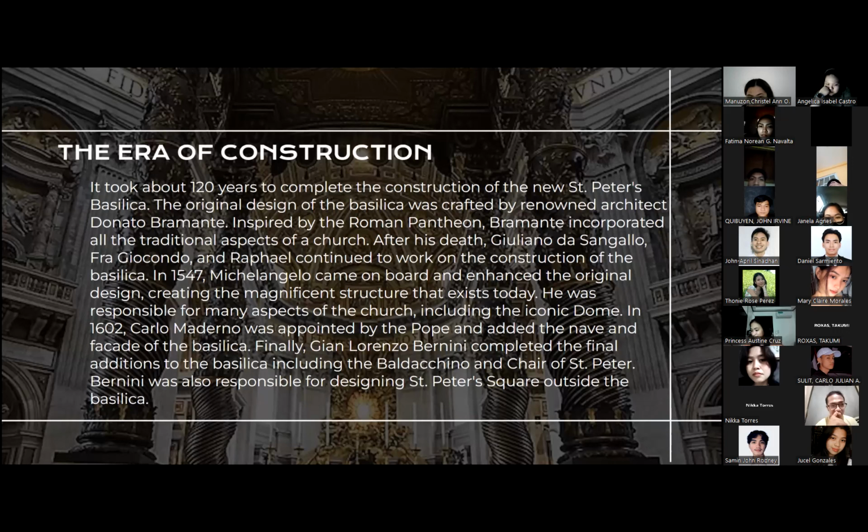So sila po yung nag-continue ng work na construction ng basilica. In 1547, Michelangelo came on board and enhanced the original design, creating the magnificent structure that exists today. He was responsible for many aspects of the church, including the iconic dome in 1602. Carlo Maderno was appointed by the Pope and added the nave and facade of the basilica. Finally, Gian Lorenzo Bernini completed the final additions to the basilica, including the baldacchino and the chair of St. Peter. Bernini was also responsible for designing St. Peter's Square outside the basilica.